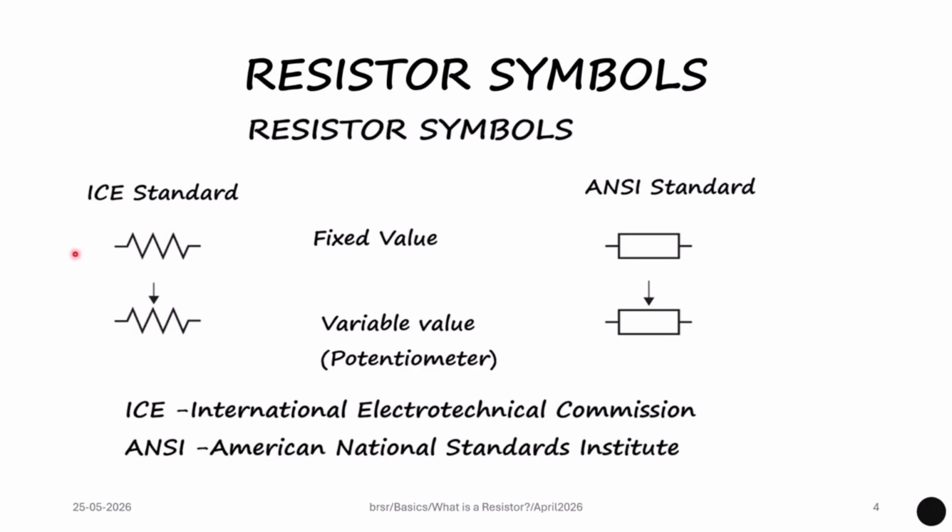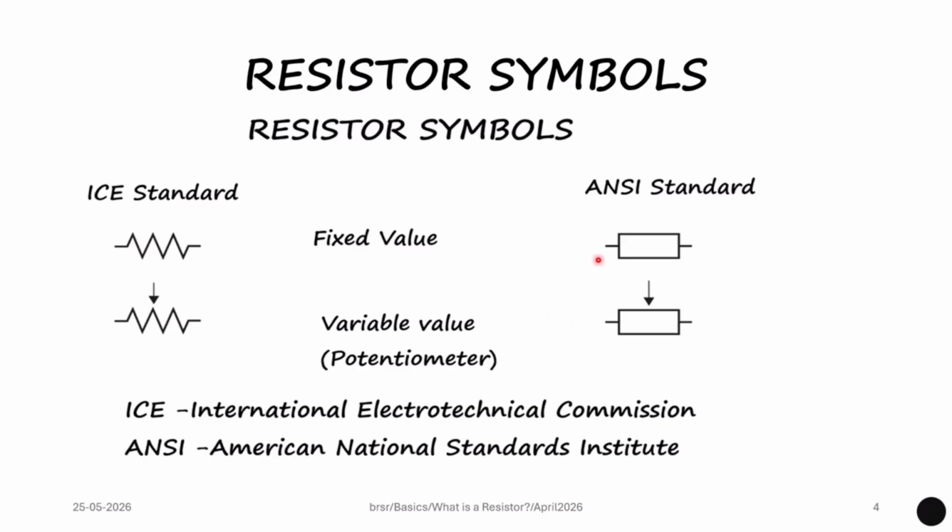There are two standards, IEC standard and ANSI standard. Based on these standards, the resistors are represented in the electric circuit in different ways. As per the IEC standard, that is International Electrotechnical Commission standard, the resistor is represented like this, and it's a fixed value resistor. If the value of the resistor is variable, if it is a potentiometer, then there is an arrow pointing along with the resistor symbol as per the IEC standard.